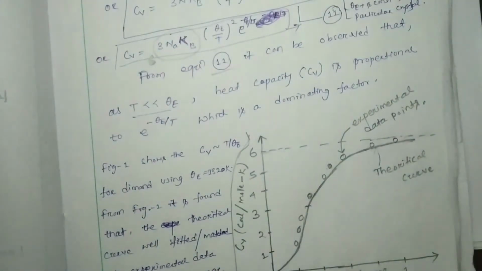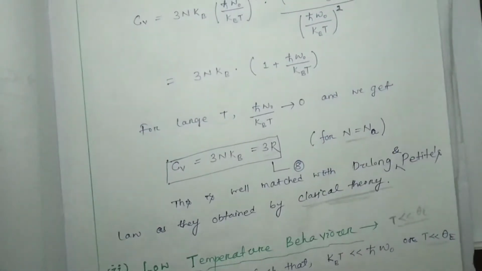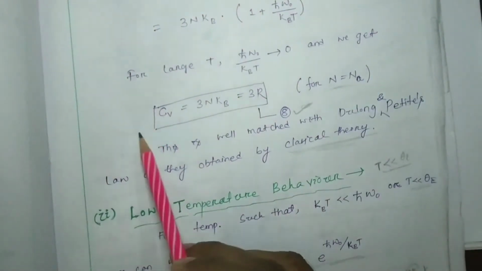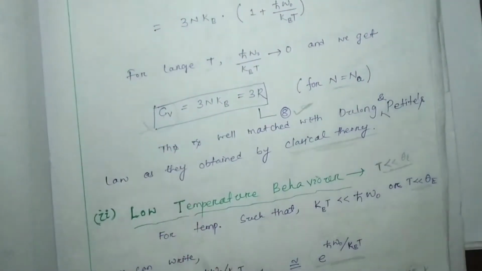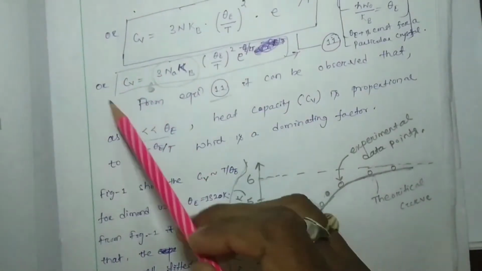So now we got two equations by considering Einstein's model. One is equation number 8, the Cv behavior at higher temperature, and the Cv behavior at lower temperature is represented by equation number 11.